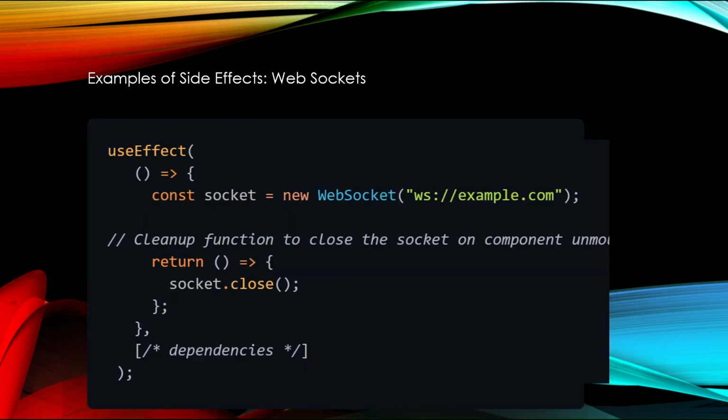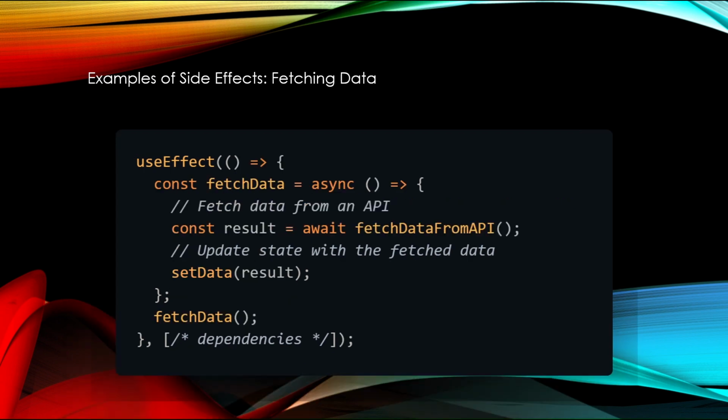Now for WebSockets, we could choose to make a new connection whenever the component mounts or dependencies change, you get the gist, right? And then whenever the component unmounts or dependencies change, we could choose to close that socket connection. Now this is one I find myself doing quite often: fetching data, making API calls to an external API. So we have this asynchronous function that we could use to fetch data from the API, and then we could set the data to the result we got from the API.